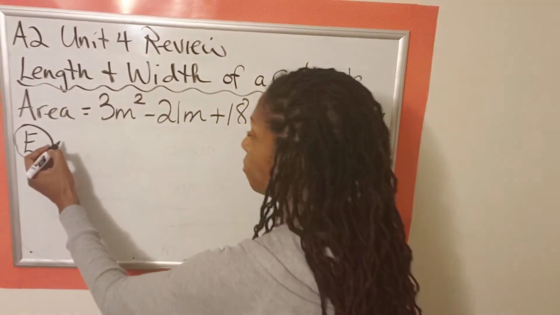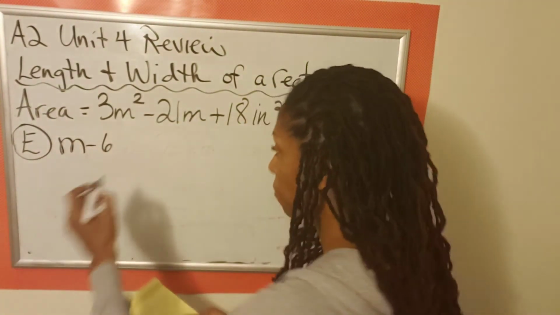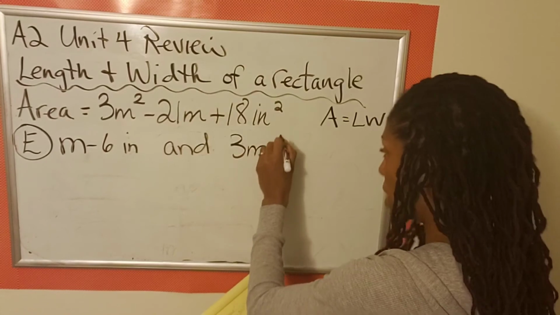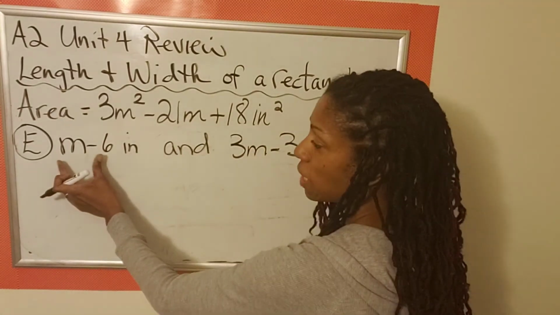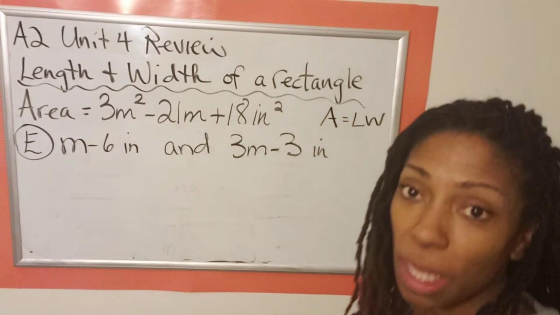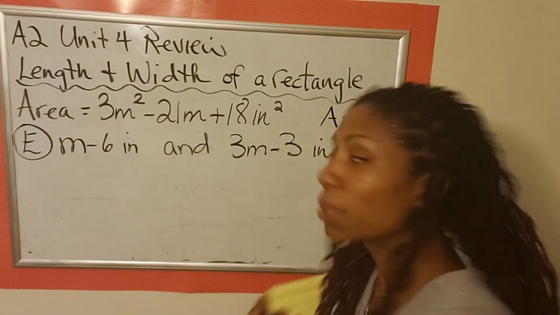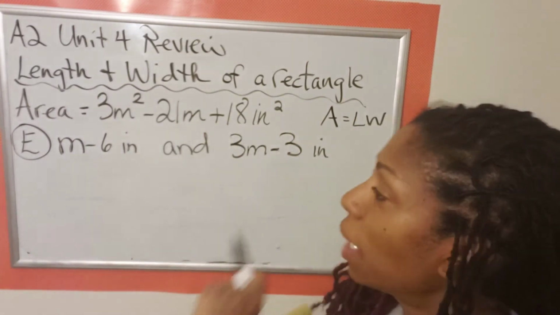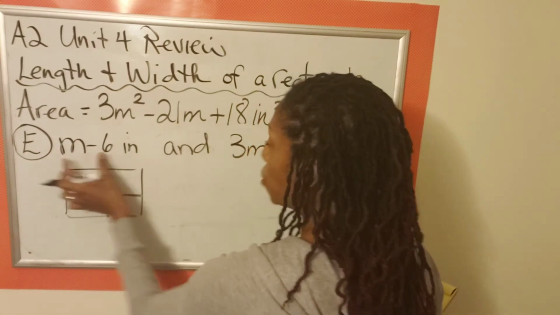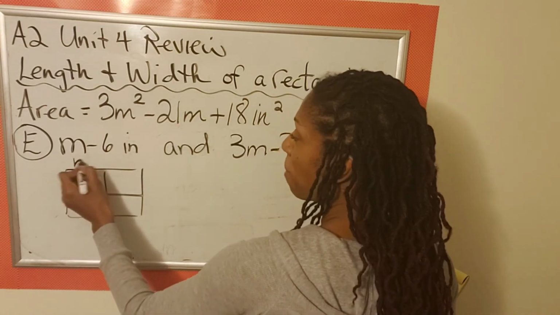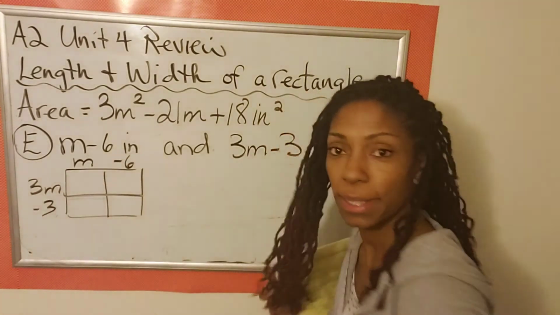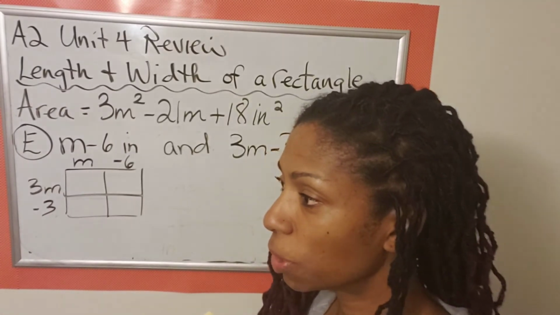So choice E is telling you m minus 6 inches and 3m minus 3 inches. So we're just going to check to see if m minus 6 times 3m minus 3 will give me this trinomial, 3m squared minus 21m plus 18. I'm going to do it both ways for you. I'm going to do the area model, and I'm going to just distribute, okay? So here we go. It's a 2 by 2. I'm going to put m minus 6 up here just to show you that it doesn't matter where you put the dimensions on the outside. You could put them wherever you want.